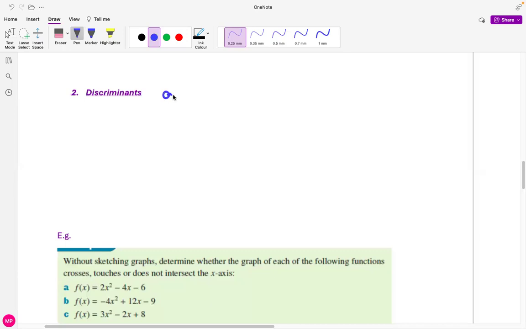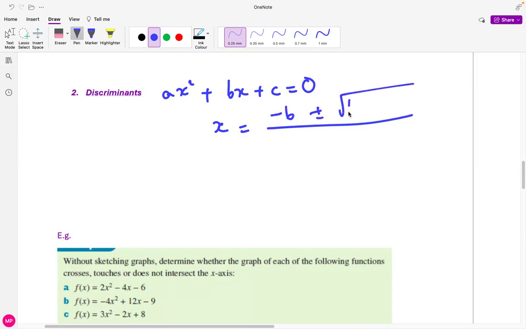If you recall, we learned the quadratic equation in general form is ax squared plus bx plus c equals 0. And the solution for it will be x equals negative b plus minus root b squared minus 4ac over 2a. Now, think about whatever is inside the square root. If this gives you a positive number, then you're going to have 2 x solutions because you have plus and minus here.